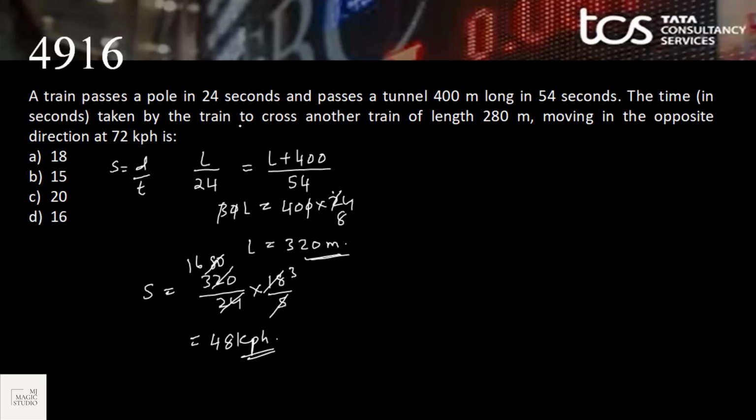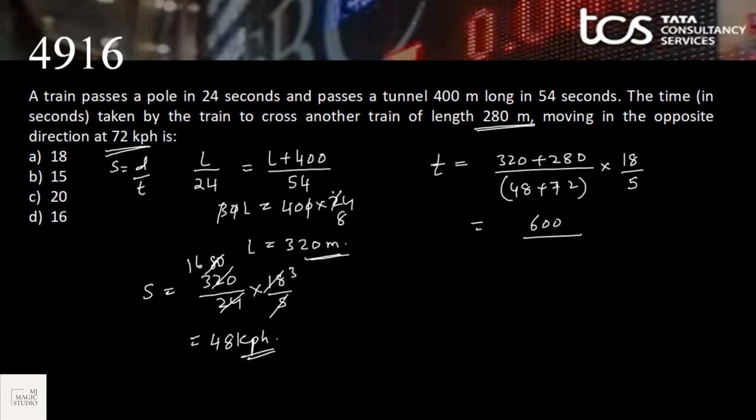Now, the time in seconds taken by the train to cross another train of length 280 meters moving in the opposite direction. Okay, they are moving in opposite direction. That means the time taken to cross would be the length of the first train plus the length of the second train divided by, since they are moving in opposite direction, 48 plus 72, and let me multiply this by 18 by 5 to find the answer in seconds. 600 by 120 into 18 by 5 is 18 seconds. Option A is the pick.